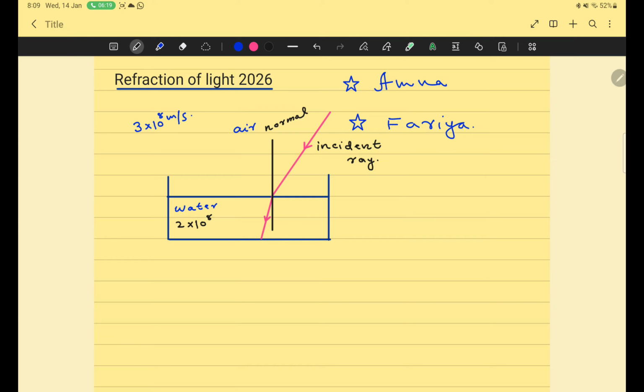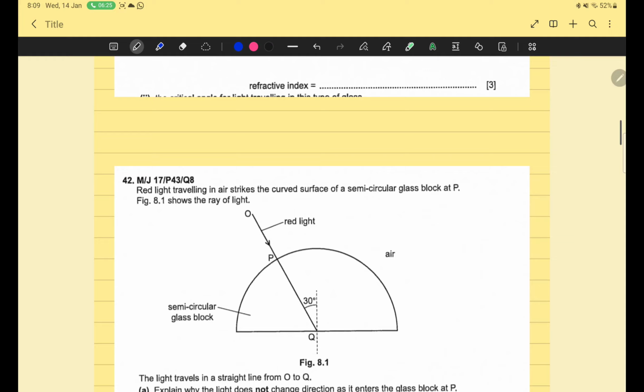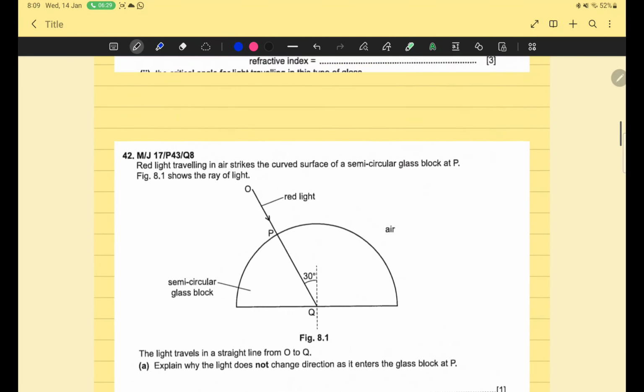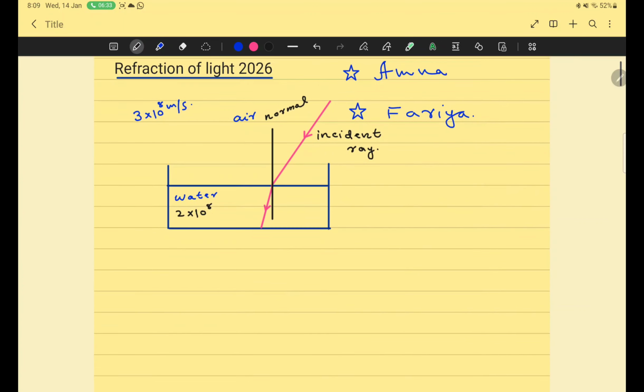So if you write two lines for this refraction of light, then we will discuss its formula and then we will start solving past paper questions. And in the crash course, obviously the main focus is to practice past paper questions. So we are starting with refraction of light, and note down this statement: when light changes medium.